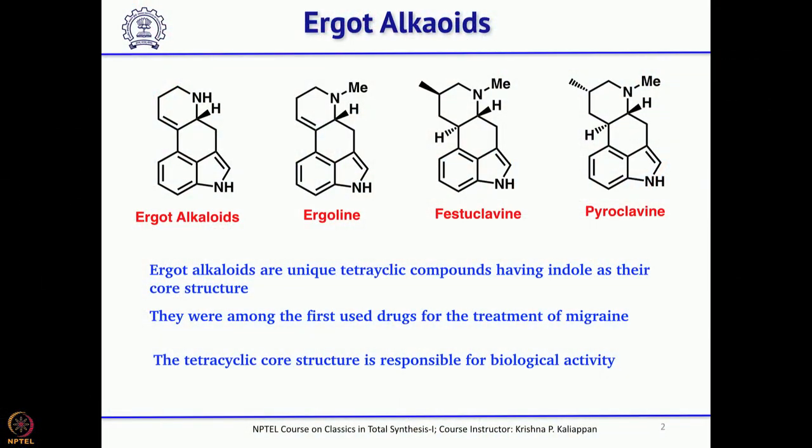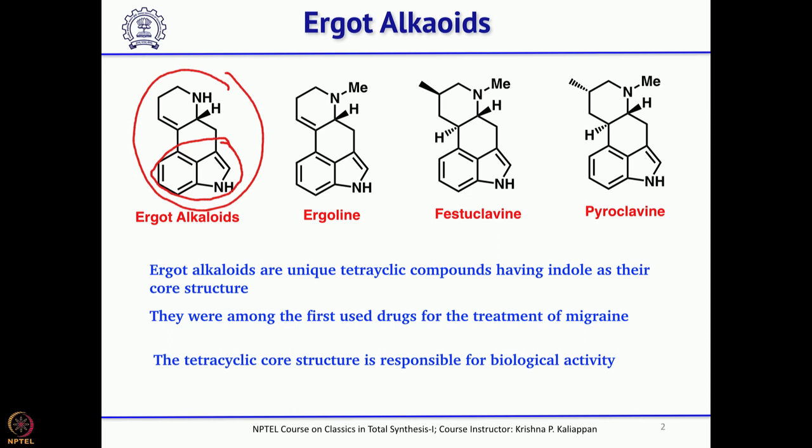Lysergic acid belongs to a family called ergot alkaloids. The ergot alkaloids have this basic skeleton. This is a tetracyclic skeleton. If you look carefully, they have the indole as their core structure. They have indole and two more six-membered rings fused with this indole.